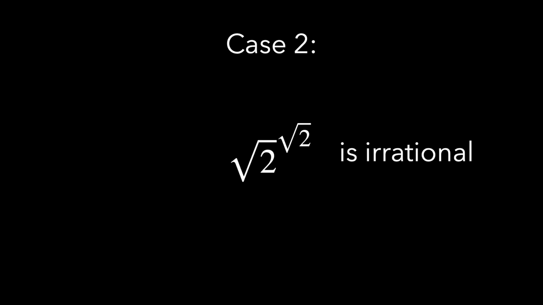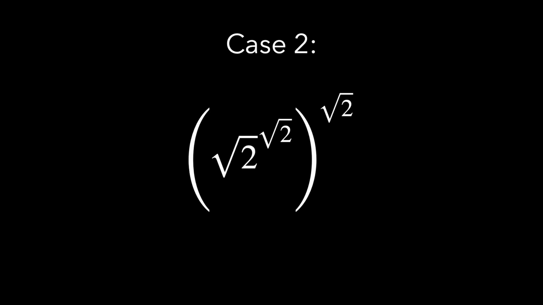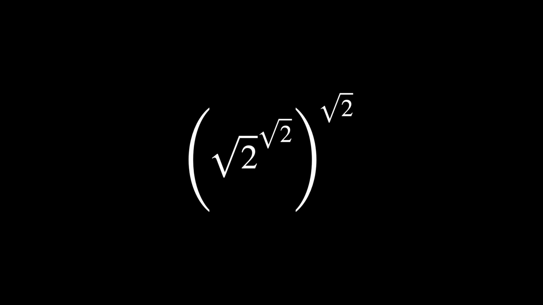That's case 1. Case 2 says, what if the square root of 2 raised to the square root of 2 is irrational? Okay, then consider this: the square root of 2 raised to the square root of 2, all raised to the square root of 2. We know that this bit, the square root of 2 raised to the square root of 2, is irrational. And we know that the square root of 2 is irrational. And so all we have to say is, well, what's the result of this combination? Here's a cool thing, kind of a spoiler alert: the square root of 2 raised to the square root of 2 raised to the square root of 2 is rational.